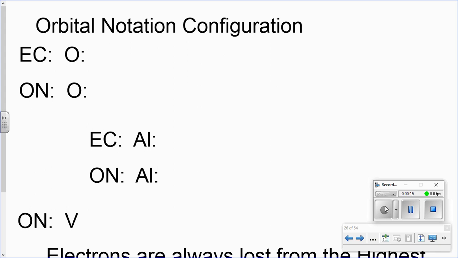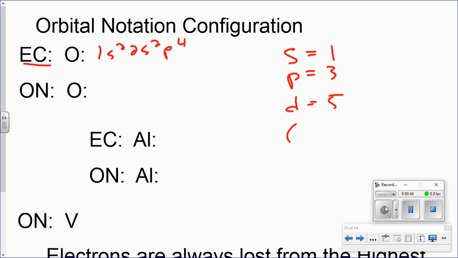So again, let's start off with oxygen's electron configuration. That's 1s2, 2s2, 2p4, okay? With the electron configuration, we can now translate that to orbital notation. Orbital notation says that every sublevel has a certain number of orbitals. If you remember, s has 1 orbital, p has 3, d has 5, f has 7.